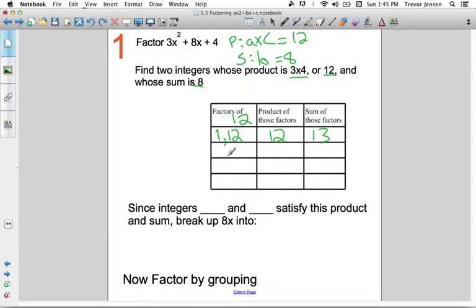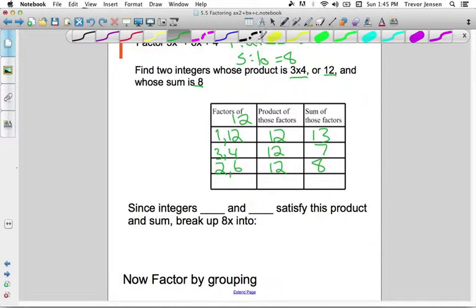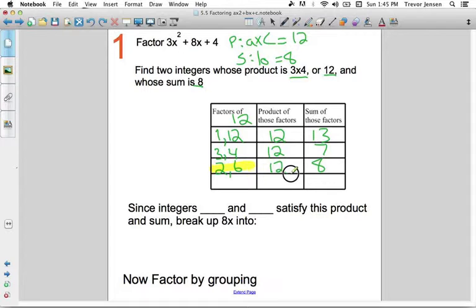What other numbers multiply to give 12? 3 and 4 multiply to give 12, but 3 plus 4 is 7, so that doesn't meet the criteria as well. 2 and 6. 2 times 6 is 12, and 2 plus 6 is 8. And that's exactly what I want for this example. I want two numbers who have a product of 12 and a sum of 8.